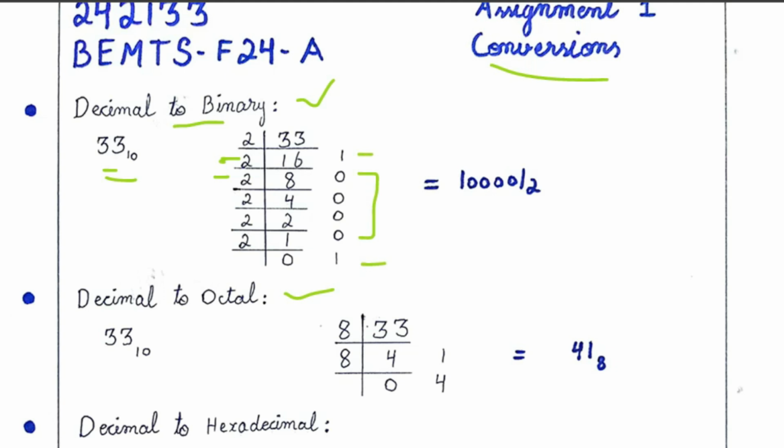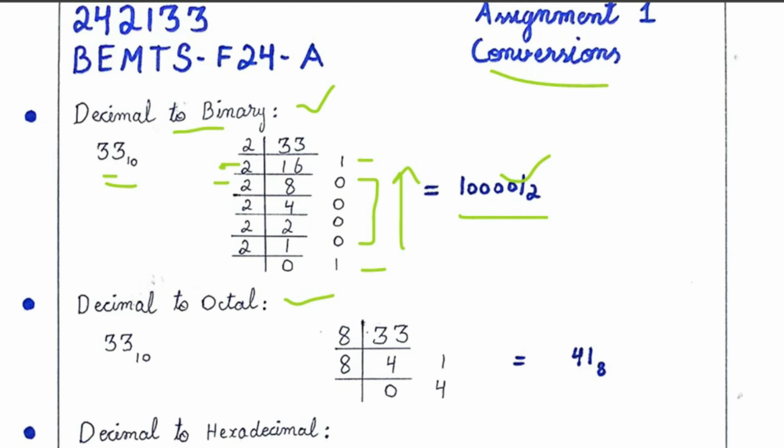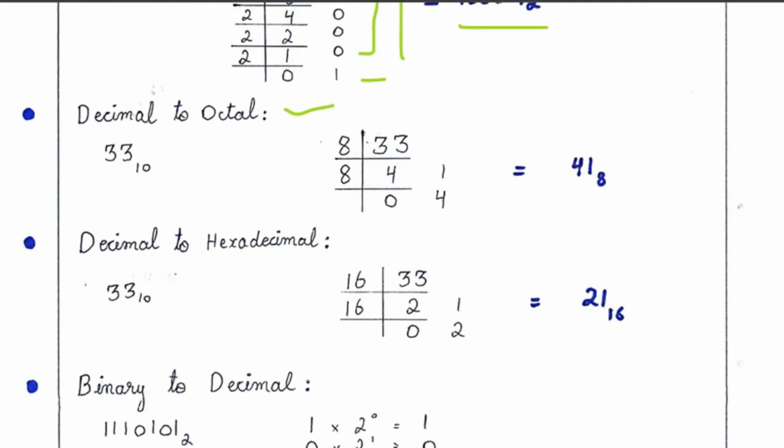So we can take these remainders and read them from the bottom to the top, and we'll get a number just like this, 100001 with the base of 2, which is the binary number of the decimal number 33. The next is decimal to octal conversion.